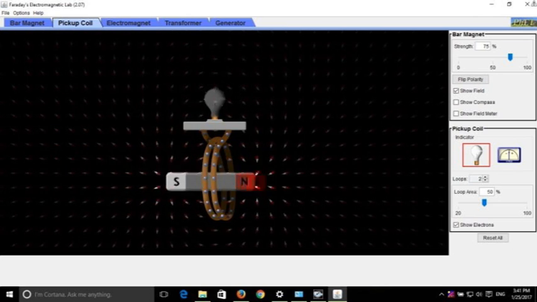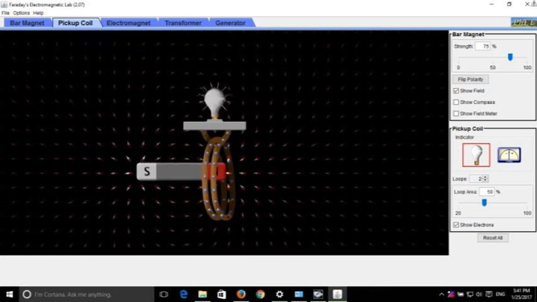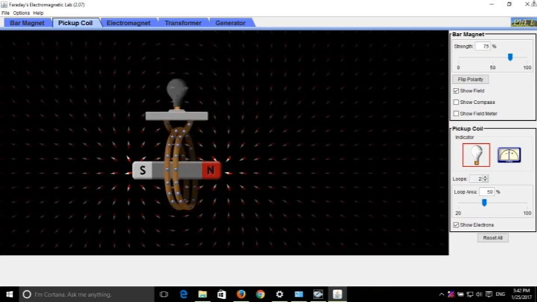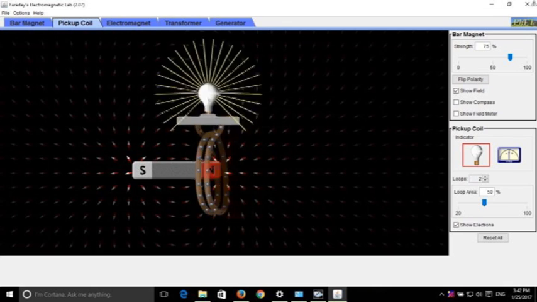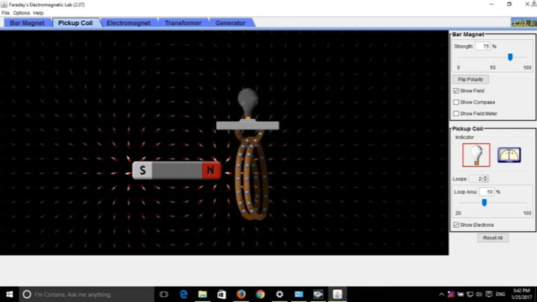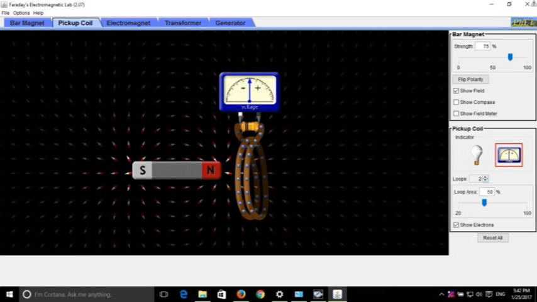Either you can move the magnet and produce EMF. Also there is a case where you can move the coil keeping the magnet stationary. So in both cases you can find out that EMF is induced. If you don't want to see the bulb glow, you can also detect the current produced in the coil by having a galvanometer. So whenever current is passing in this coil, you can find the deflection in the galvanometer.